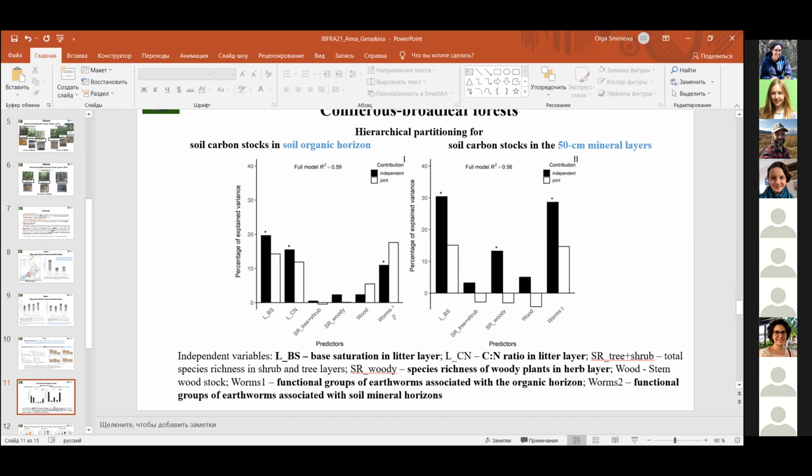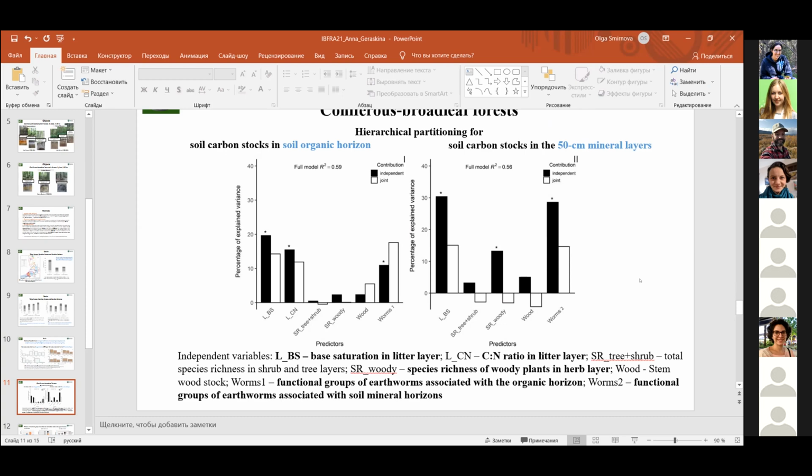We chose only worms because this group was predominant in biomass among the other groups. Biomass of worms was about 90–95% of the total biomass of soil macrofauna.